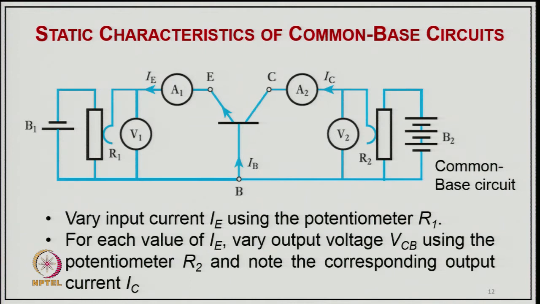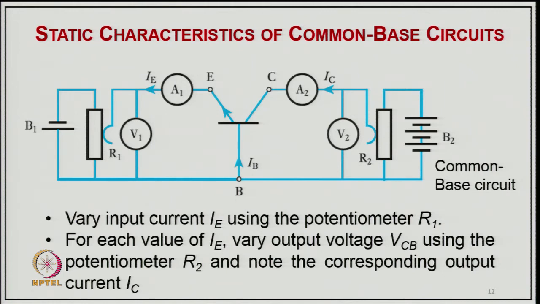You can just see here the base is common. In this NPN transistor we are applying a signal typically between the base and emitter, as well as between the base and collector. So, because the base is common, that is why we call it the common base circuit.